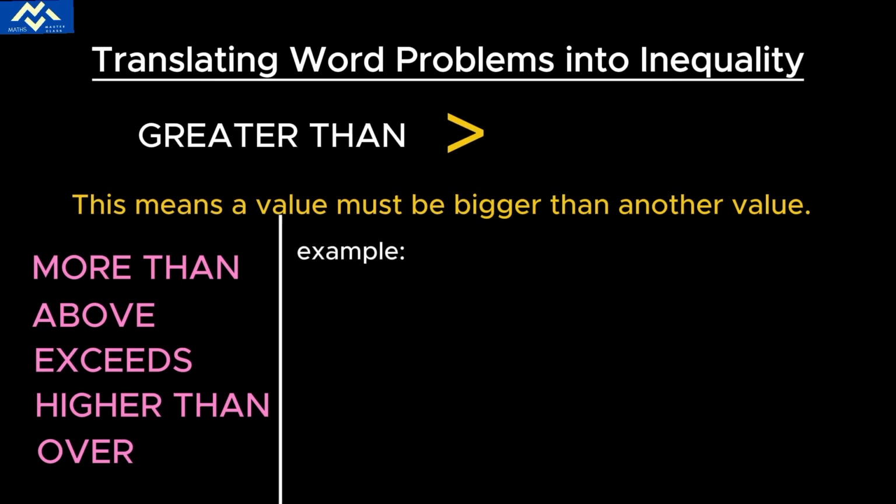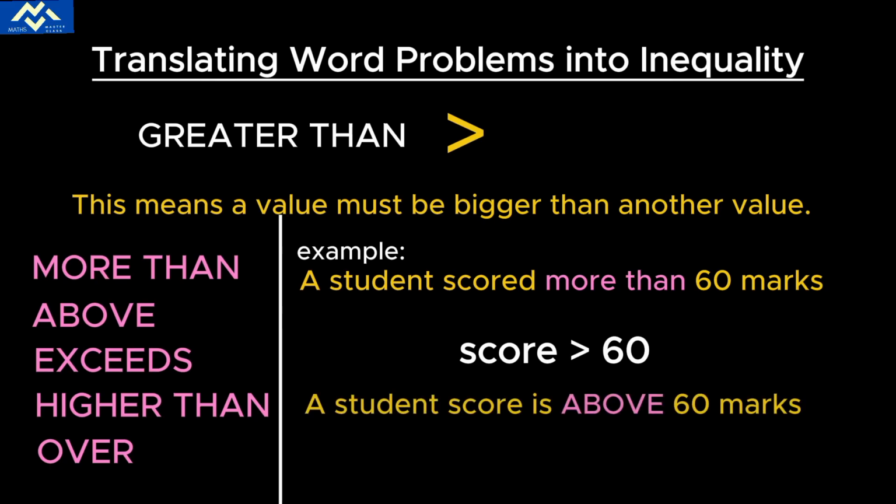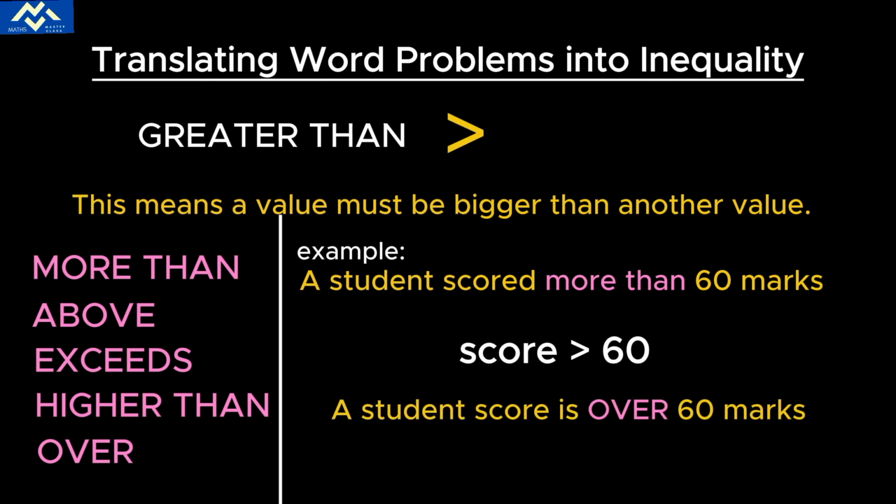For example, a student scored more than 60 marks. This means the student's score is greater than 60. It can also be used this way: a student's score is above 60. Or a student's score exceeds 60, or a student's score is higher than 60. Or a student's score is over 60. They all use the symbol greater than.